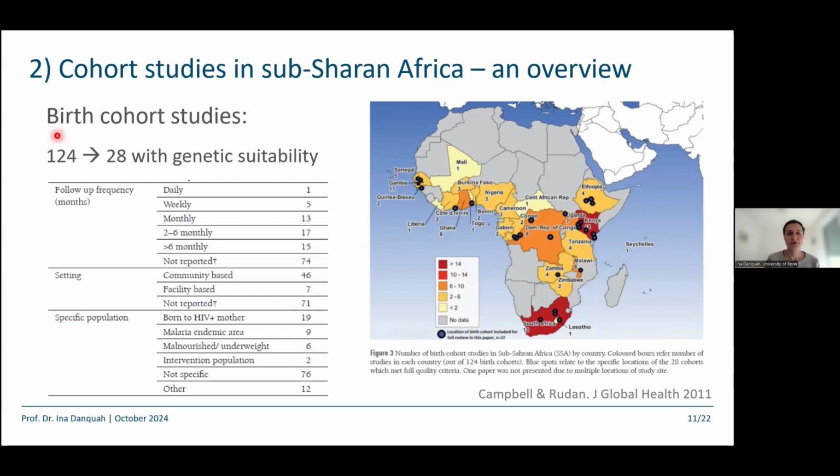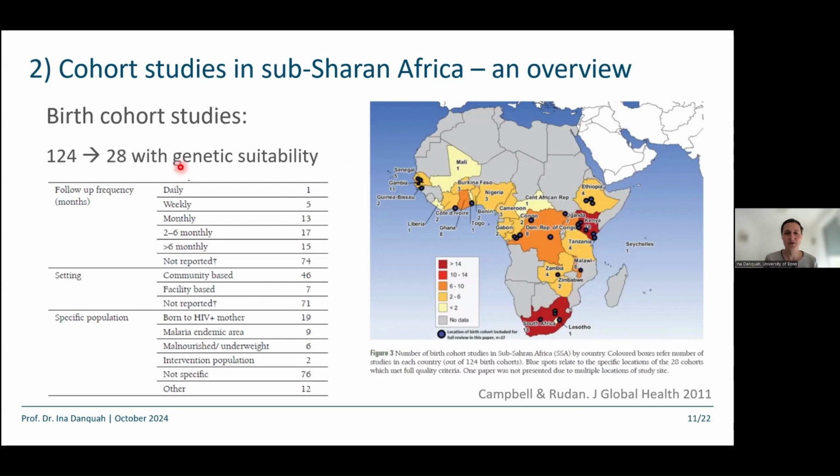Here, the authors have put together 124 birth cohort studies from sub-Saharan Africa, and you can see that most of them were conducted in South Africa or in Kenya, a few here in Ghana and in some other parts of Eastern Africa. But you can also see here that only 28 are actually suitable for genetic studies. So that means only 28 have been able to collect biological samples or even do a robust biobanking.